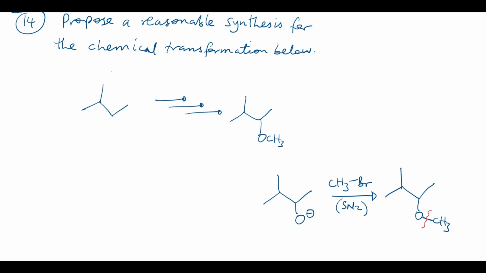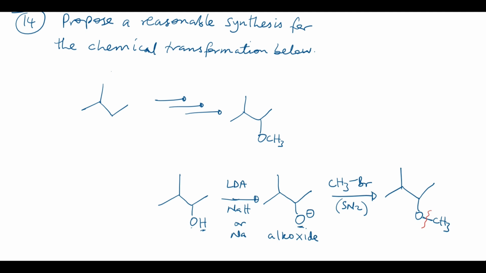The next question would then be, how can I make this alkoxide ion? Of course, the alkoxide ion can be made simply by deprotonating an alcohol using a strong base. So the strong base here could be LDA, or I could use sodium hydride, or I could even use sodium. So either of these reagents will deprotonate, will pull off the hydrogen from the oxygen, and then it will confer a negative charge on the oxygen atom.